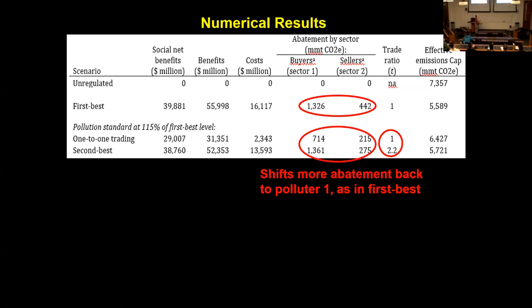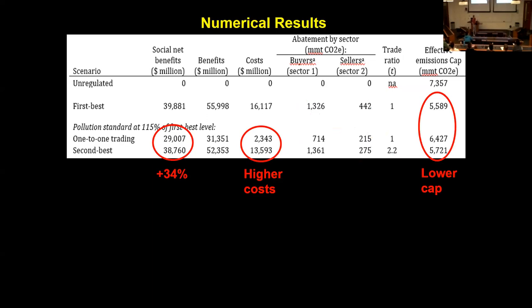In the second best case, we choose a trading ratio of 2.2, and now abatement, at least for the low-cost polluters, is much closer to the efficient level. And the effective emissions, or total emissions, are slightly above the efficient level. They're about 5,600 here and about 5,700 here. This is just as the theory predicted. If you compare the traditional market to the second best case, you see about a 34% rise in net benefits. You do get higher costs, but the benefits have increased considerably, so the net benefits have increased a lot as well. And you do get the lower cap, much closer to that first best cap.